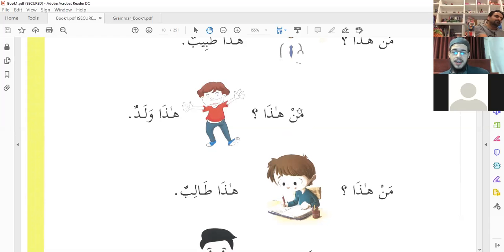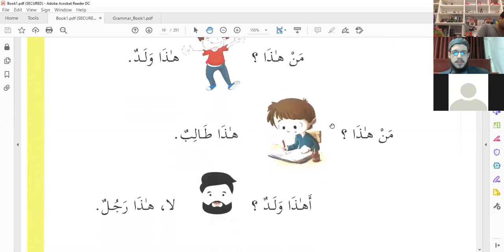Men, with a fatha on top of the mim, means who. So men hada. Good. The response is hada waladun. Waladun means boy. So we're learning lots of vocab today too, inshallah.